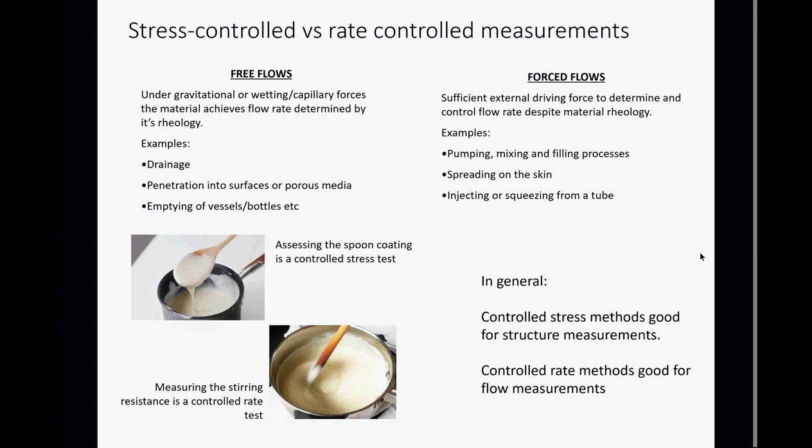Okay then, those controlled stress methods, these delicate methods, they tend to be good for these structural assessments, while controlled rate is really better for understanding the big driven flows. It could be injecting, spreading, pumping, mixing, filling.